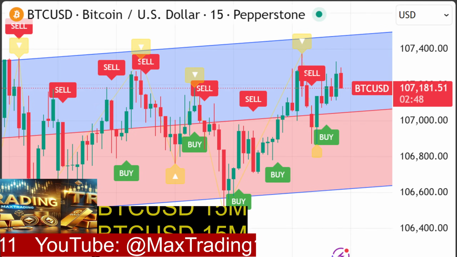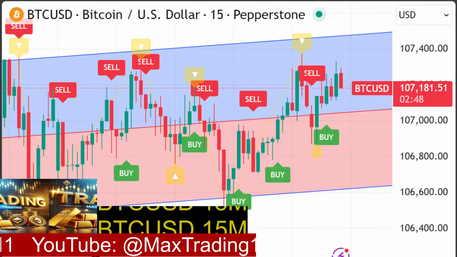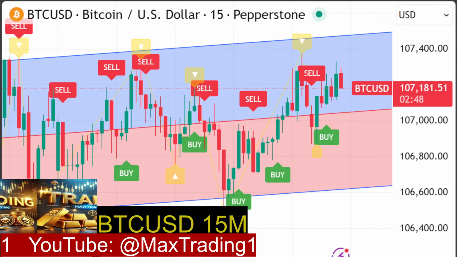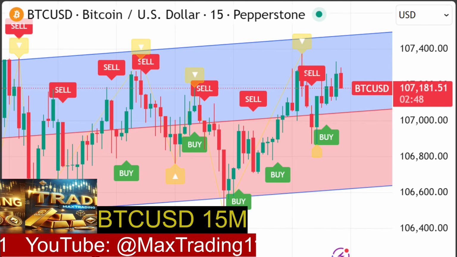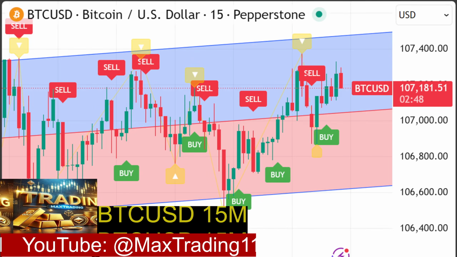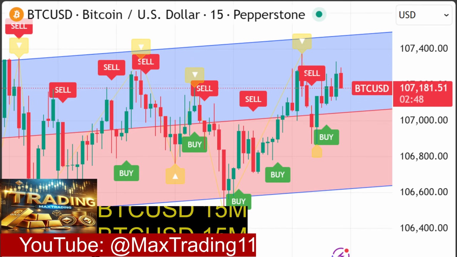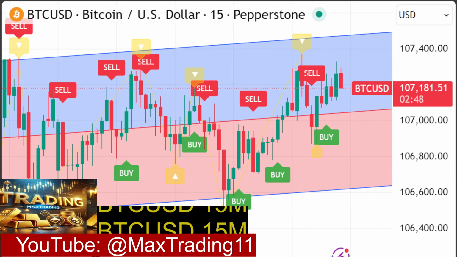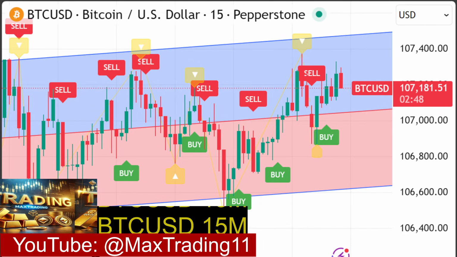Scenario C, a signal appears, confluence in action. And there we have it. A green buy signal has just printed right at the lower boundary of the channel. Let's check our other conditions.